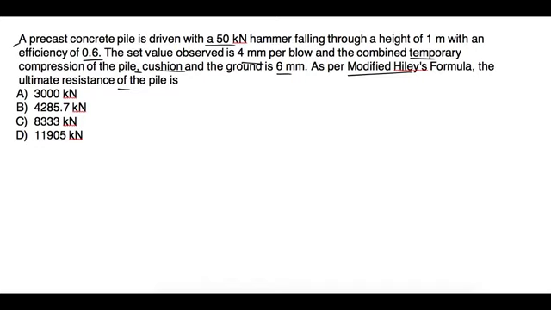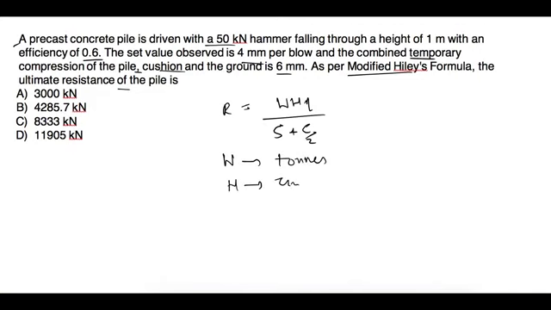As per modified Hiley's formula, the ultimate resistance of the pile is. So in this case, it is directly given, we have to use the modified Hiley's formula. From this formula, ultimate resistance is given as WHη divided by S plus C by 2. But if you remember the units, in this equation W was taken in tons in the actual formula, H was in centimeter, S was also in centimeter, and C is also given in centimeters. But here these values are given differently. W is given in kilonewton and these values are given in mm. So first we'll calculate it in tons.